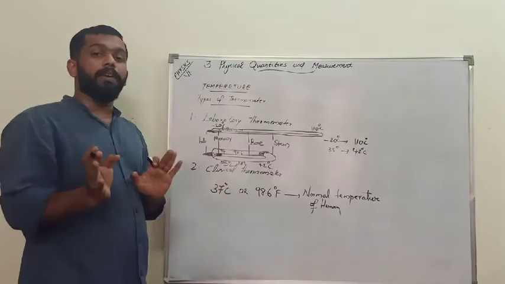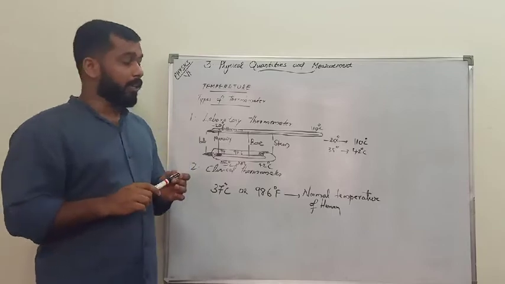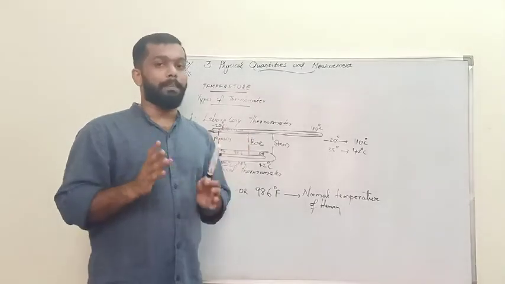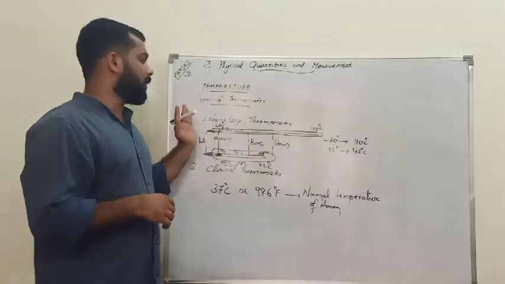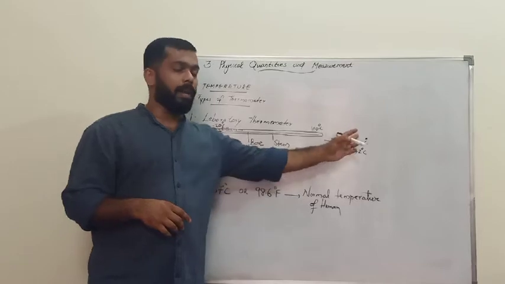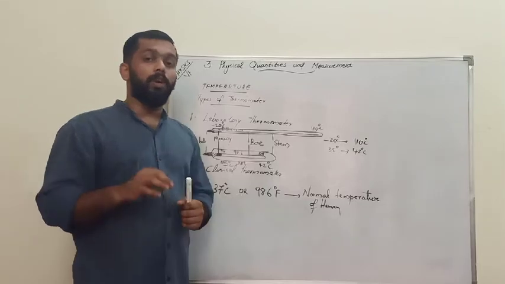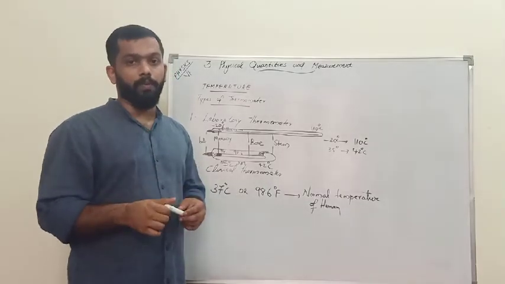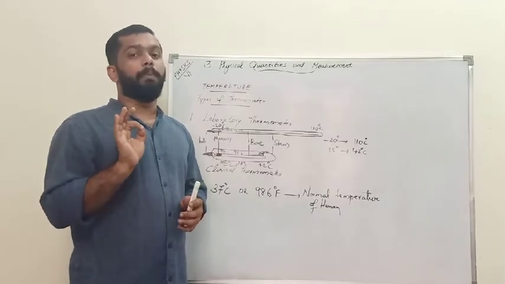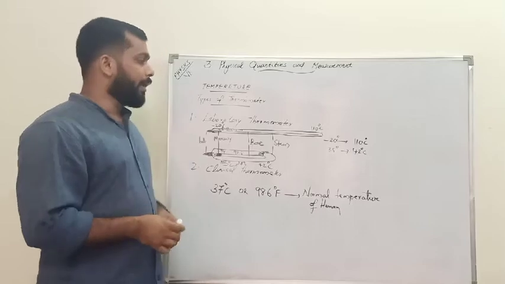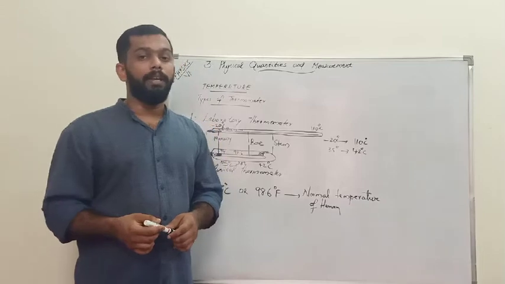So this is the main difference between a laboratory thermometer and a clinical thermometer. A laboratory thermometer is used for laboratory or scientific purposes. There, the thermometer has a lower point of minus 20 degrees Celsius and a higher point of 110 degrees Celsius. And a clinical thermometer is only used to measure the body temperature of a human being, and its lower point is 35 degrees Celsius and its upper point is 42 degrees Celsius.